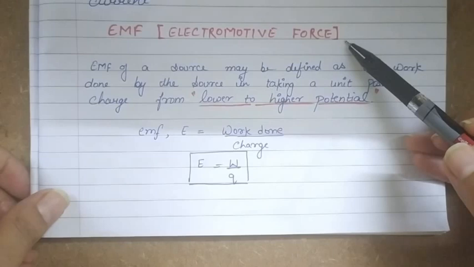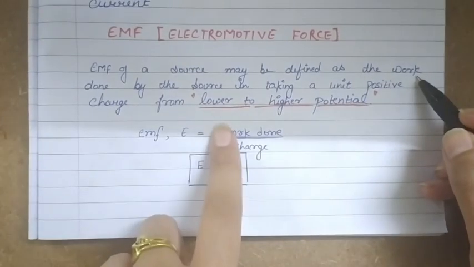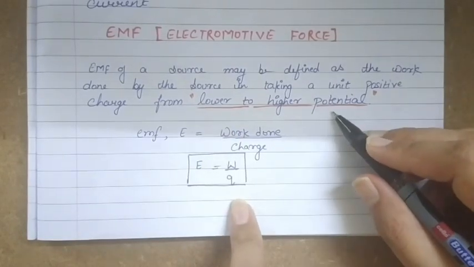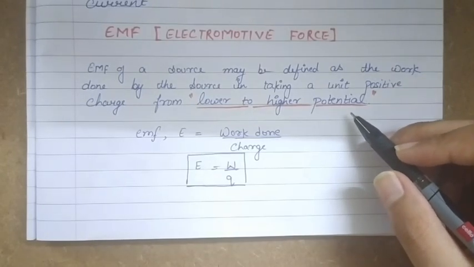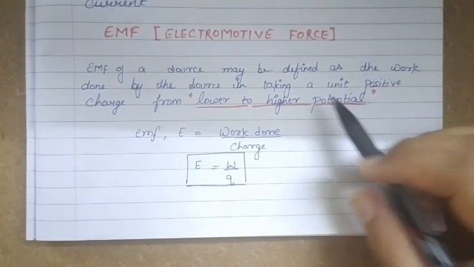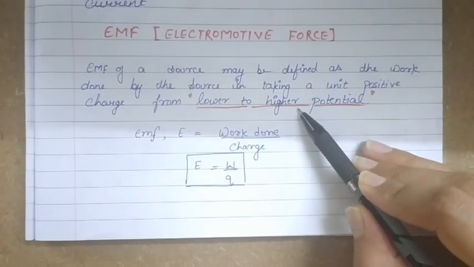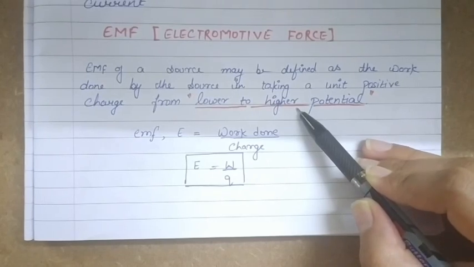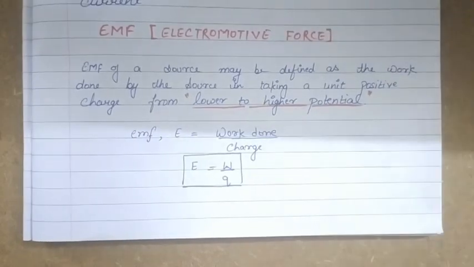Electromotive force for a source can be defined as the work done by the source in taking a unit positive charge from lower to higher potential. As we have discussed कि बैटरी के नेगेटिव टर्मिनल मीन्स लोअर पोटेंशियल टर्मिनल से उसके पॉजिटिव टर्मिनल मीन्स हायर पोटेंशियल टर्मिनल तक जाने में जितना वर्क डन होगा पर यूनिट चार्ज is called EMF for that source.